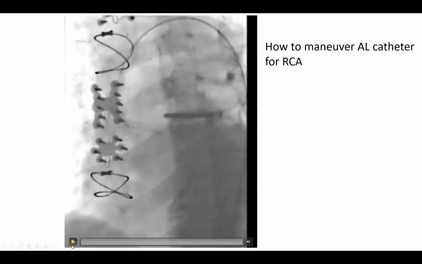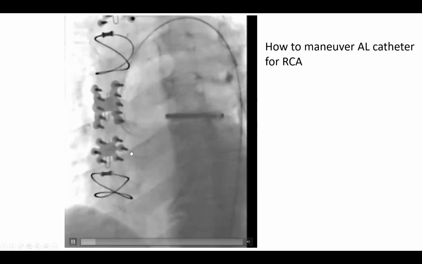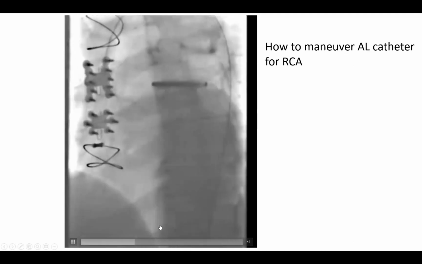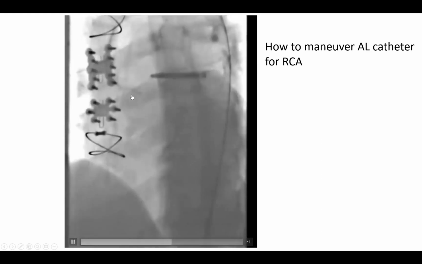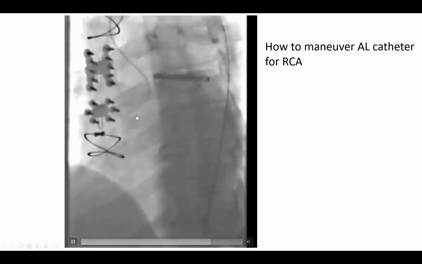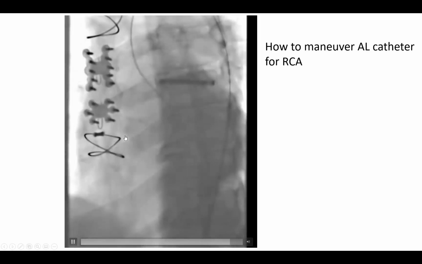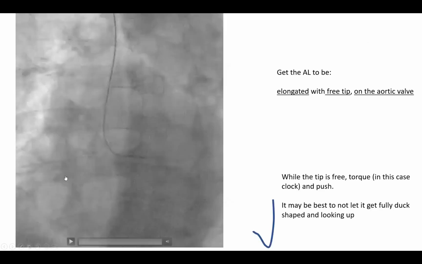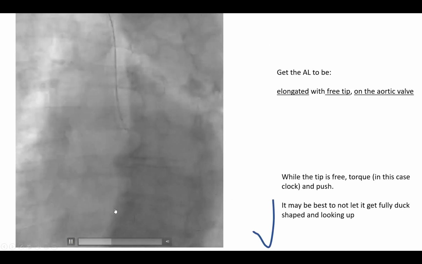But this was also a good maneuver as well, to try to get the tip in the right cusp, but get it free, and after you get in the right cusp, try to get it elongated and the tip onto the cusp before you start clocking and pushing. Okay, I think maybe here the clock and push was a little too high. This is another illustration of AL1 used to engage the right coronary artery.